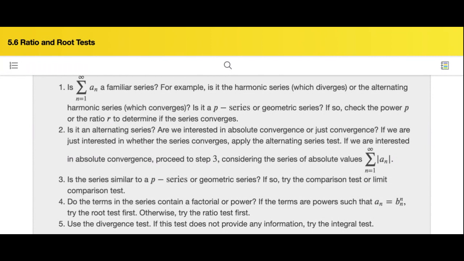Will all the convergence tests be on the final? If not, what percent of them will be, like half? Yeah, I would say at least one of each. Okay, one of each, at least.